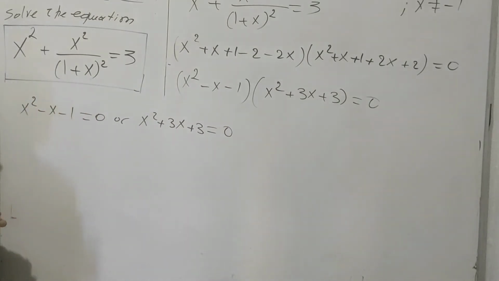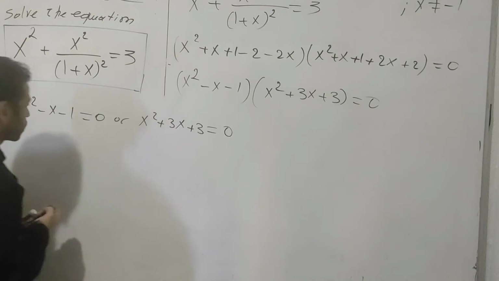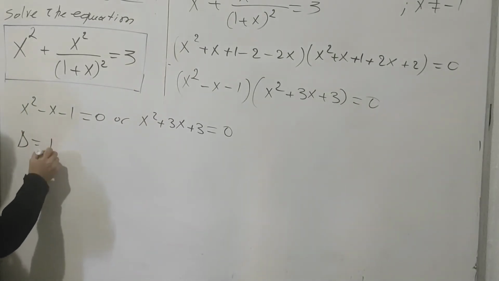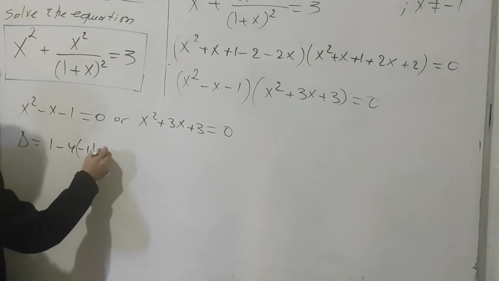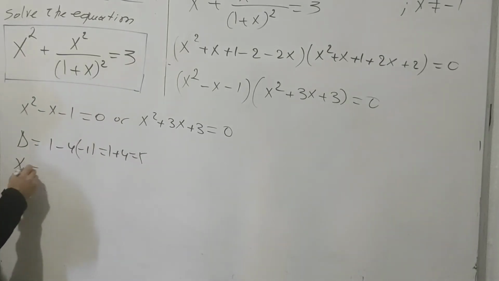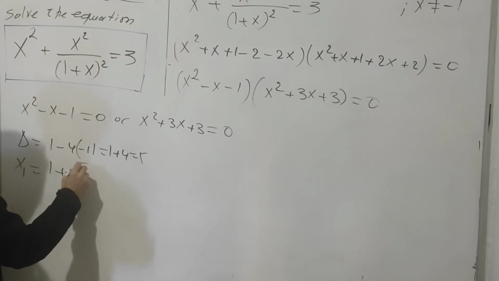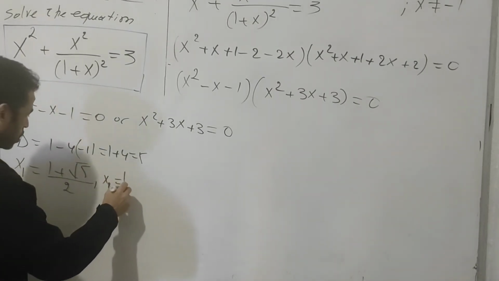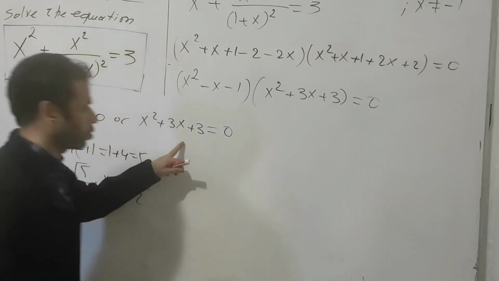Okay, so I'm going to calculate the discriminant of this one as well as this one. So I will have delta giving us 1 squared minus 4 times minus 1, which is 1 plus 4, which is 5. The solution x1 is minus b, which is 1, plus square root of 5, divided by 2. The second solution is 1 minus square root of 5 over 2. Now I'm going to calculate this one.